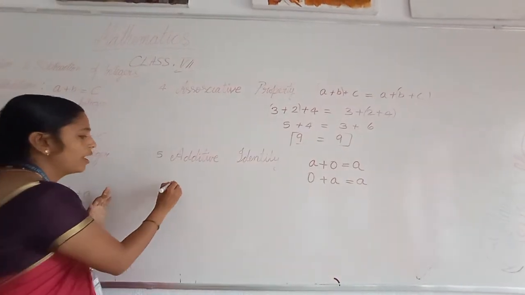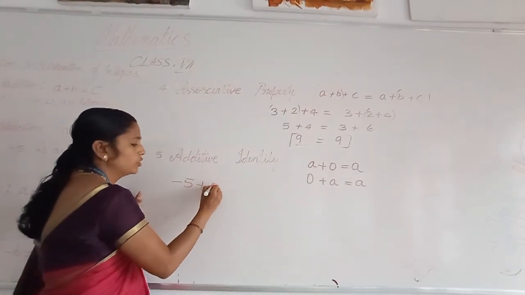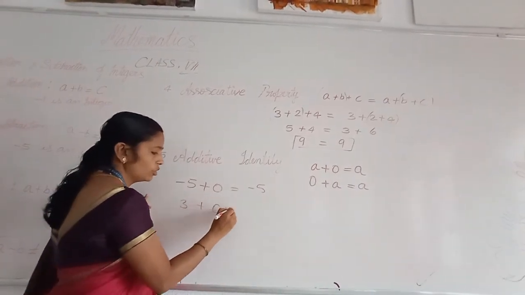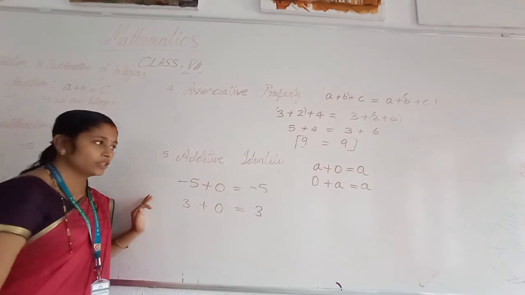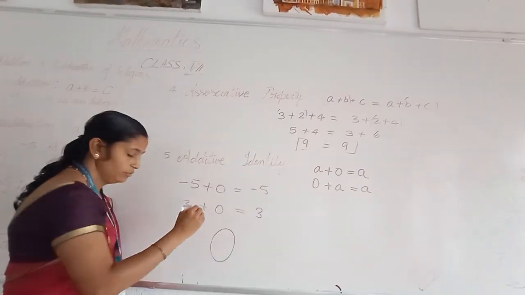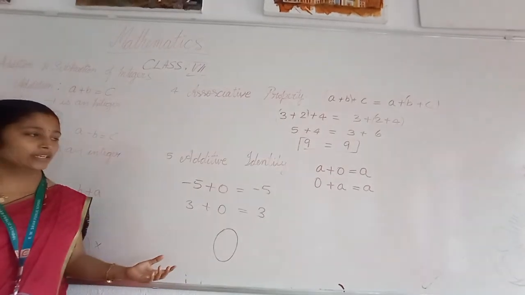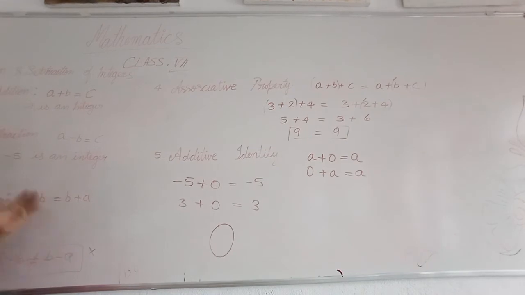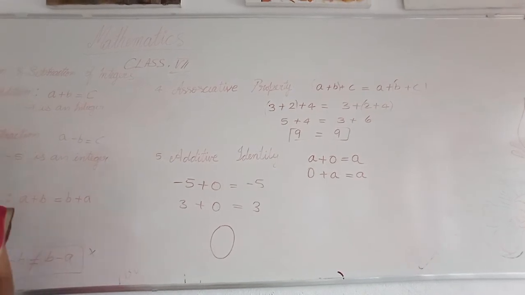Any number, if you add it: minus 5 plus 0, you get minus 5. 3 plus 0, you get 3. What is the identity? Additive identity is 0. Hope you understood the properties of addition and subtraction of integers.